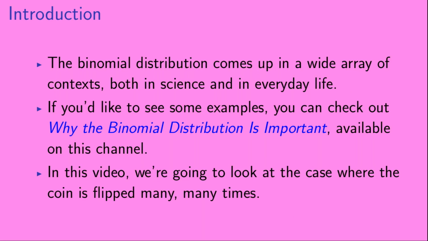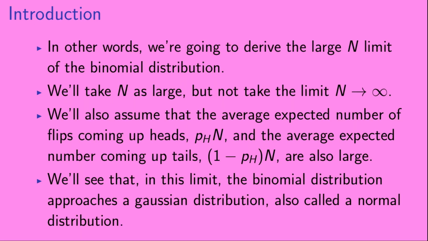The binomial distribution comes up in a wide array of contexts, both in science and in everyday life. If you'd like to see some examples, you can check out Why the Binomial Distribution is Important, available on this channel. In this video, we're going to look at the case where the coin is flipped many, many times. In other words, we're going to derive the large N limit of the binomial distribution.